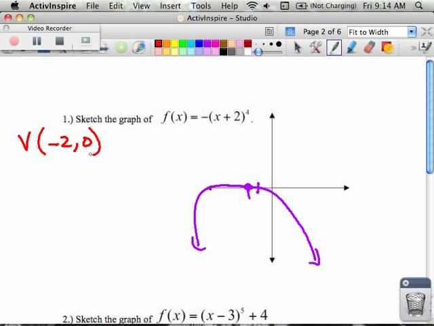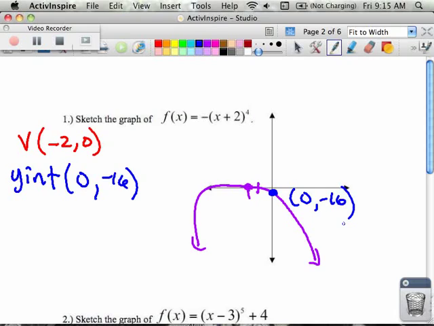If I was looking for my y-intercept, I would put in a 0 for x. So 0 plus 2 is 2. 2 to the 4th power is 16. Take the opposite, negative 16. So this location right here, which I did not put a scale on, is at 0, negative 16. Done.